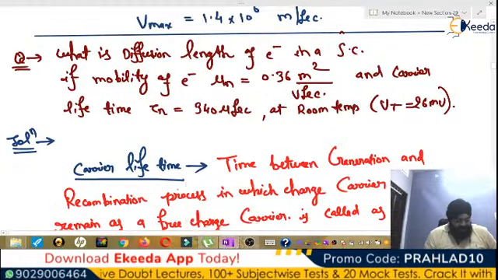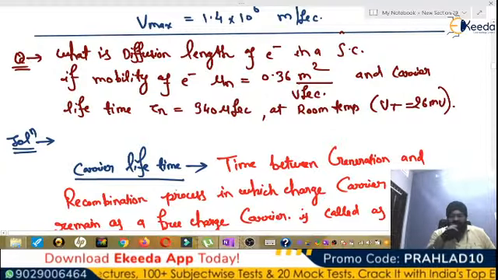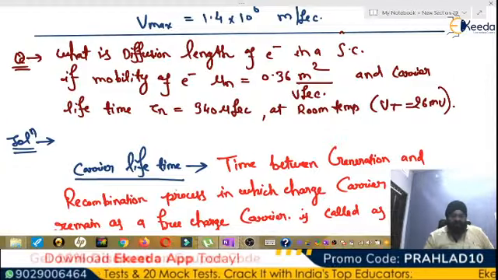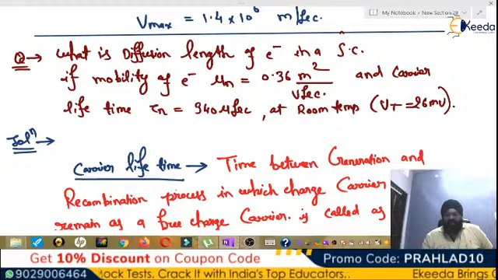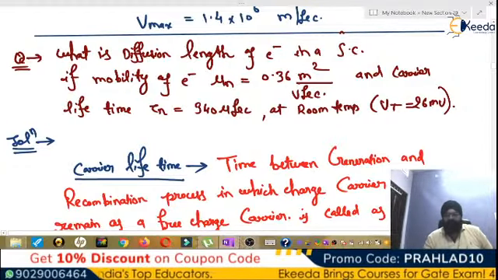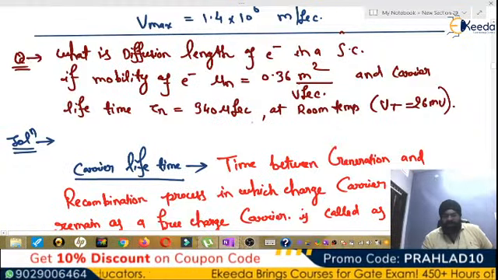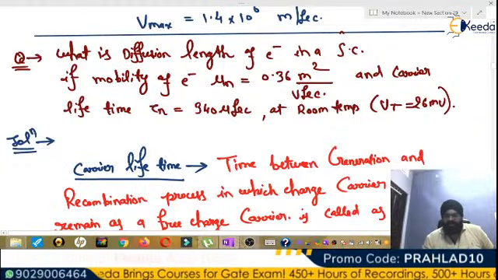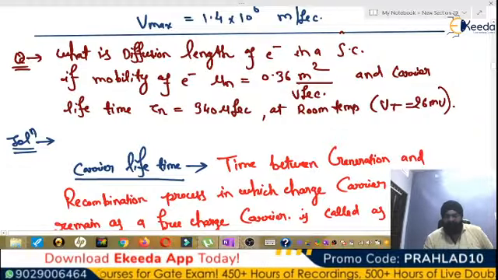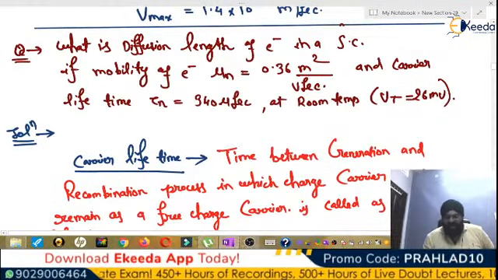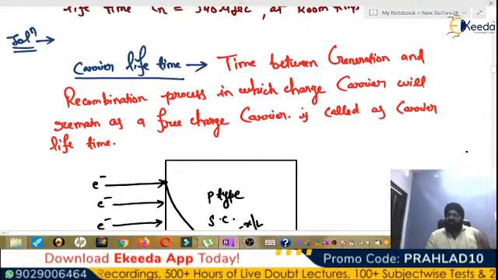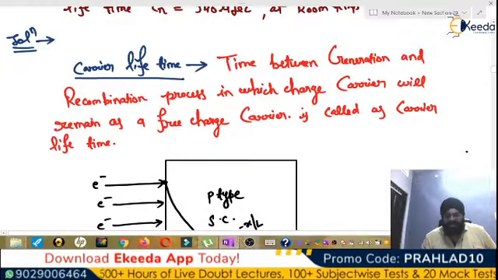And the next question is, what is the diffusion length of electron in a semiconductor if mobility of electron mu n is equal to 0.36 meter square per volt second, and the carrier lifetime tau n is 340 microsecond at room temperature. Thermal voltage is 26 millivolt. So let me explain what is carrier lifetime. Carrier lifetime is the time between generation and recombination process, in which charge carrier will remain as a free charge carrier.